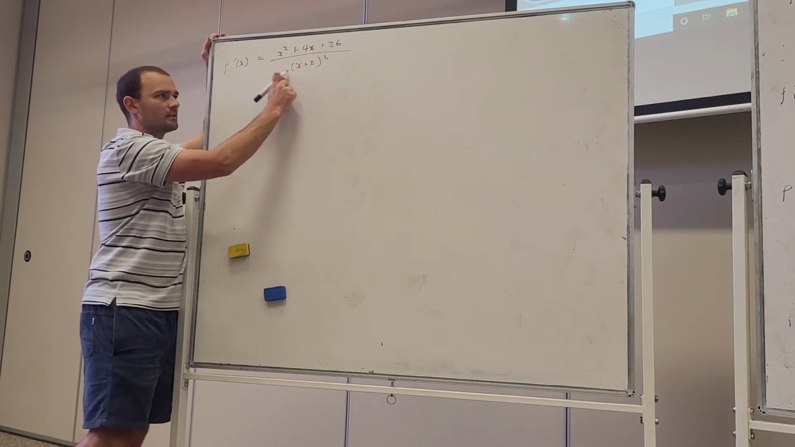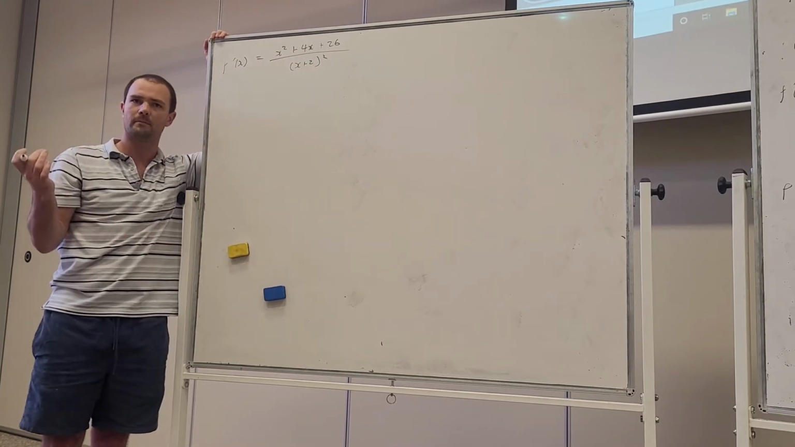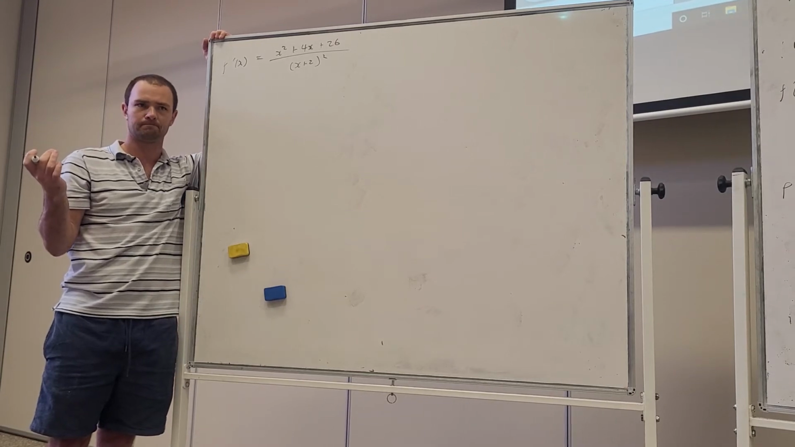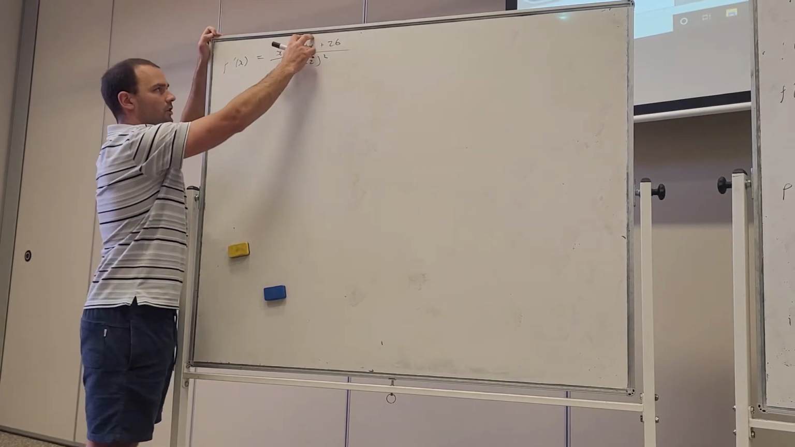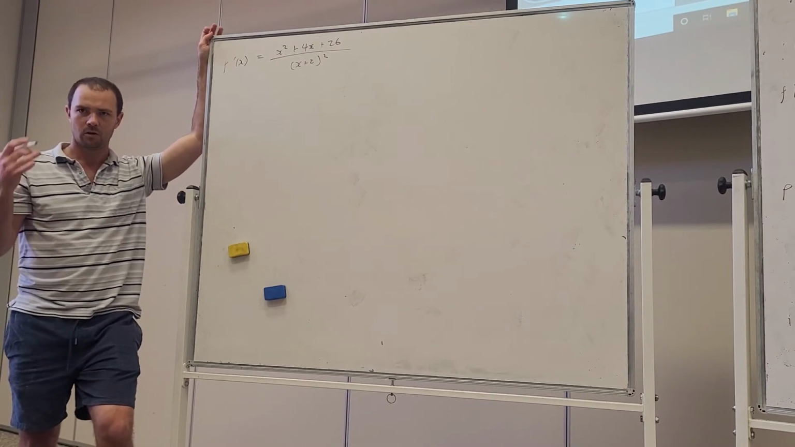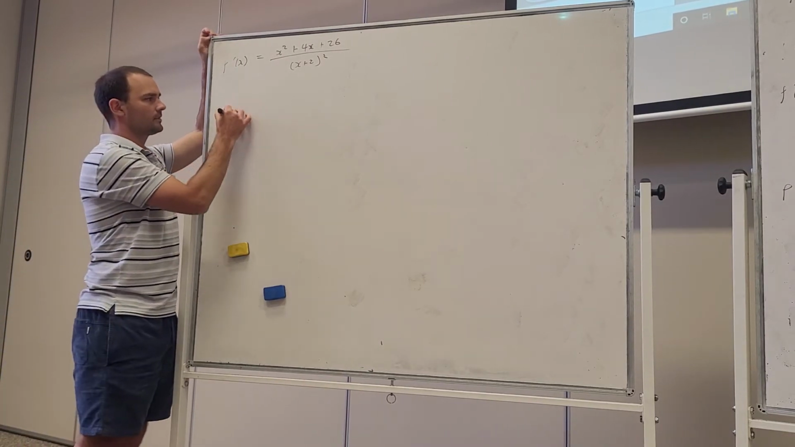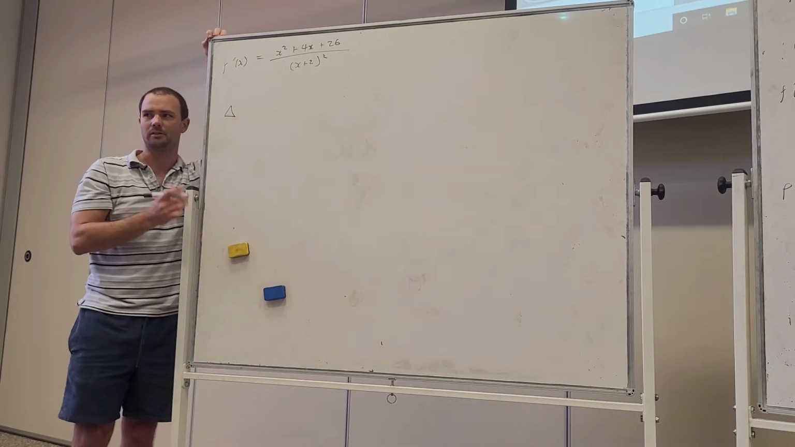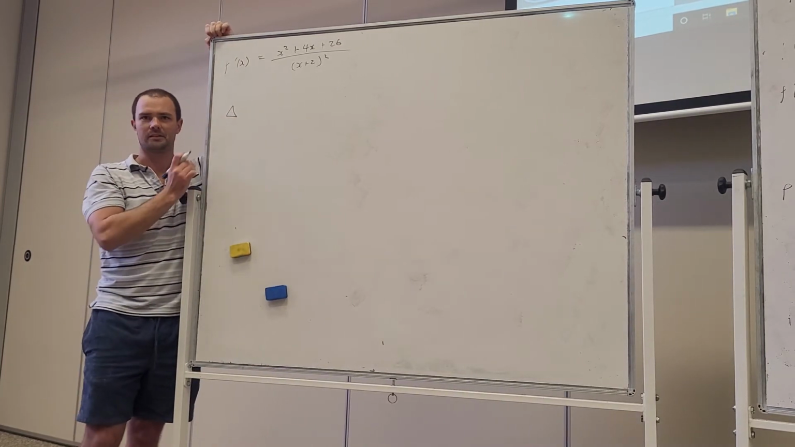This denominator is always going to be positive, apart from the circumstance where it's undefined. Okay? How about the top? How do we show that the top is always positive? Well, who remembers the discriminant?